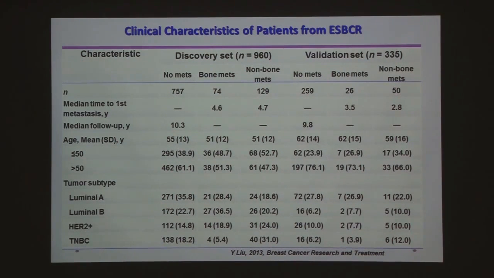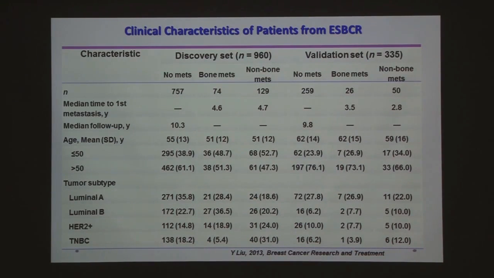This is just the description of the clinical characteristics of our patients. As I mentioned, there were 74 that didn't have any metastasis. There were 259 in that group, and this is how the distribution was. Remember, our patients were early stage. They were treated mostly with chemotherapy. The median time to first metastasis was about 4.6, 4.7 years. This group was much different because they didn't treat them as aggressively as the patients in our cohort. The median follow-up time was about the same, 10 years.